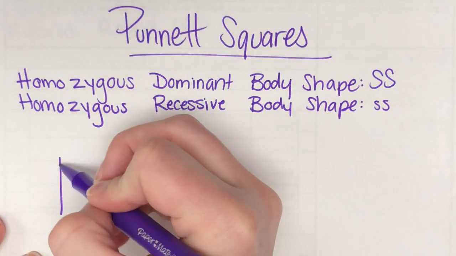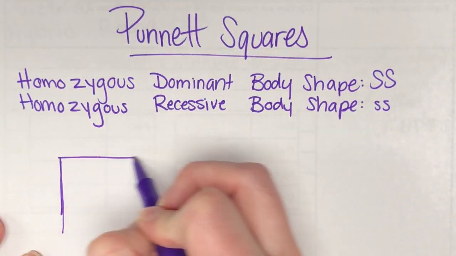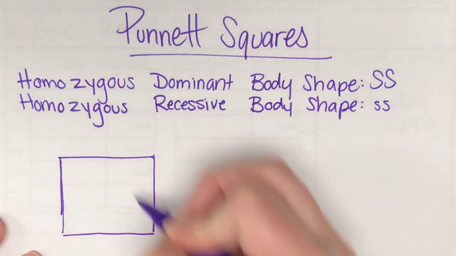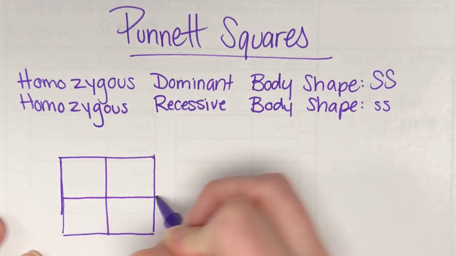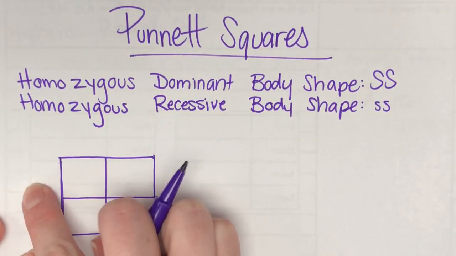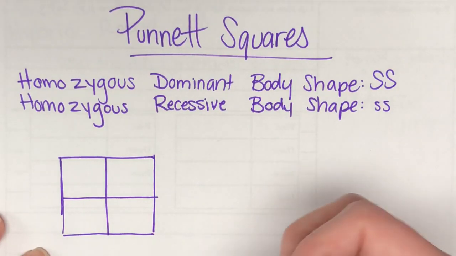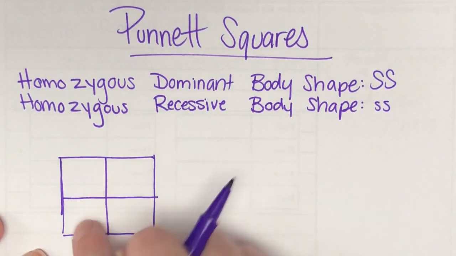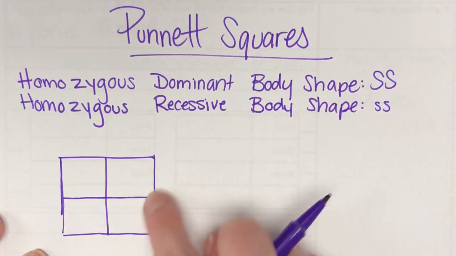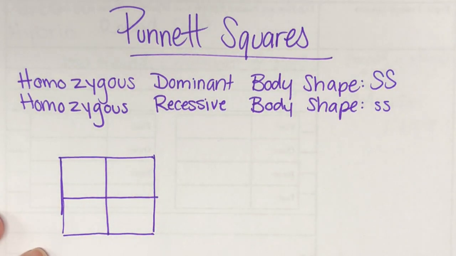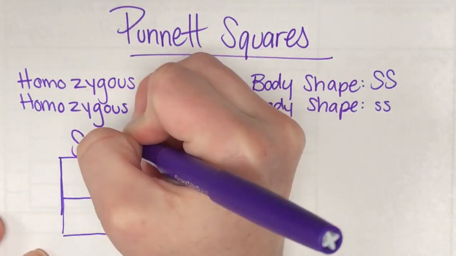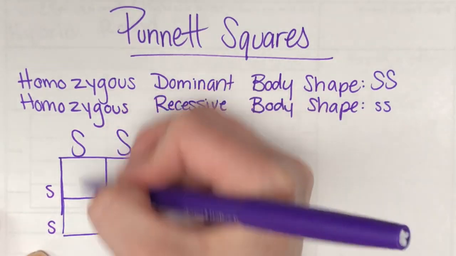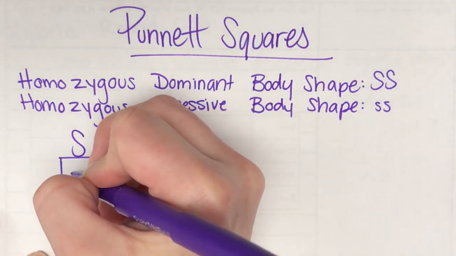So I'm going to step 1, did that. Step 2, I'm going to draw my box. One parent on top, one on the side. It doesn't matter which one. If you did it the opposite, it just might not match mine exactly, but as long as the ratio of what you have in the box is correct, that's all that matters. So I'm going to put a big S here and a big S there, a little s there, and a little s there. Bring these down, these across.